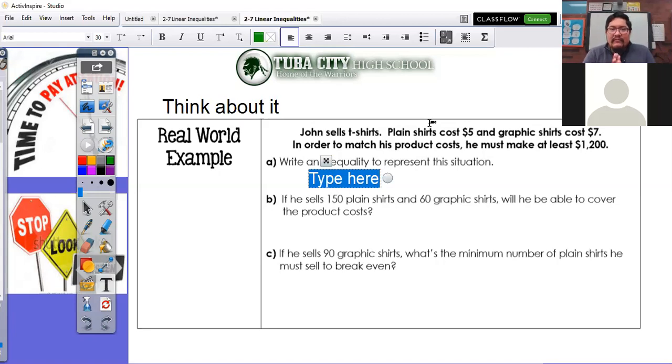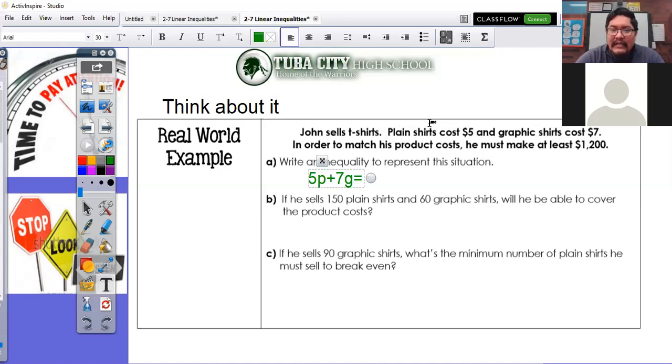Anyway, let's go ahead and write an inequality. Let's make this one a little bit of an easy one for now. Anytime I do word problems, I like to pick ones that keep things simple. So 5p, so $5 per plain shirt. If he sells one, that's $5. If he sells two, it's $10, and three would be $15, and so on. Now, the graphic shirts are a little bit more. We're not really concerned with cost here, so he is making $7 on each shirt. Now, he wants to make at least $1,200.